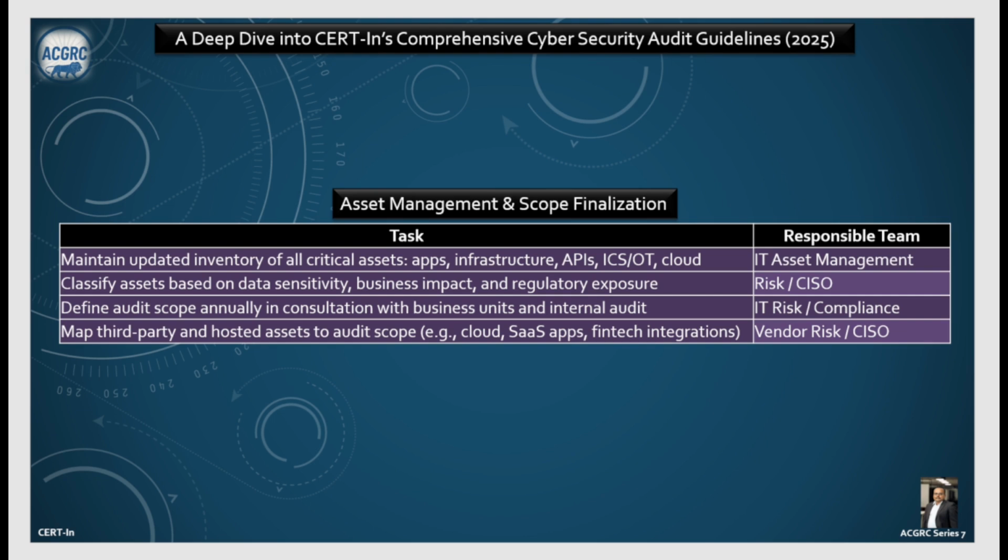Once done, then you need to define your audit scopes annually in consultation with business units and internal audit team. You need to pull in your IT risk and your compliance team into this conversation to drive this aspect. Once done, then you need to map your third party and hosted assets to audit scope. This is where you get your vendor risk and your CISO involved.